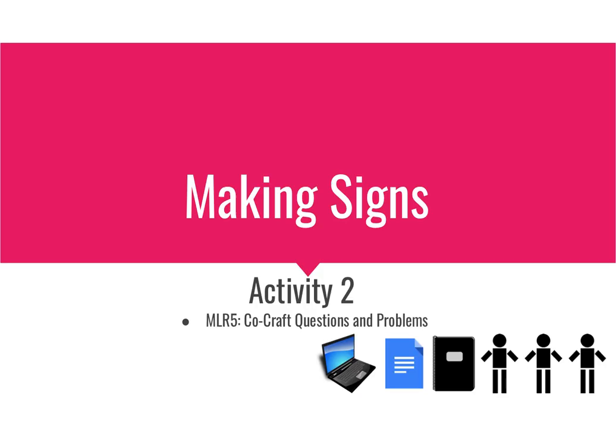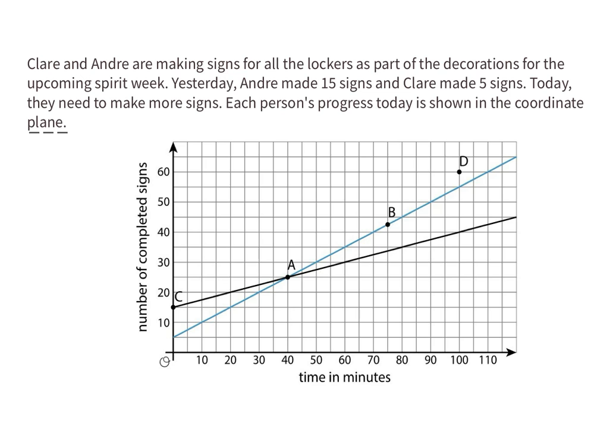Now we're going to move on to talk about making signs, and we're going to be talking with Claire and Andre. So Claire and Andre are making signs for all the lockers as a part of the decorations for the upcoming Spirit Week. Yesterday, Andre made 15 signs and Claire made 5 signs. Today, they need to make more signs. Each person's progress today is shown in the coordinate plane.